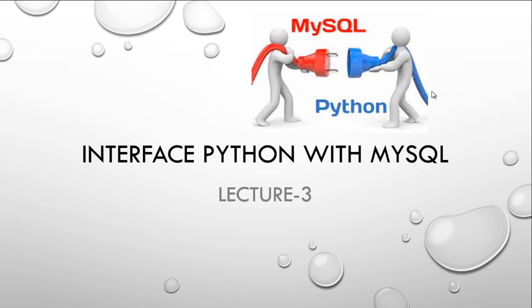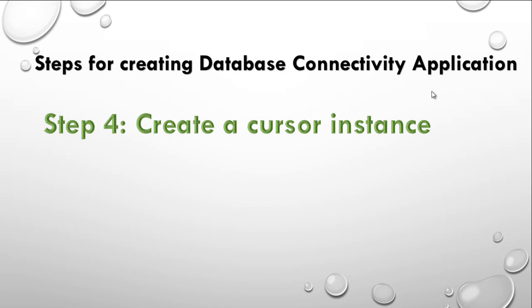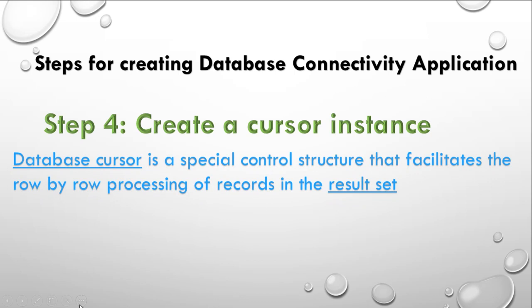Today we are going to see step number 4, which is how to create a cursor instance. First of all, what is a cursor? A database cursor is a special control structure that facilitates the row by row processing of records in the result set.